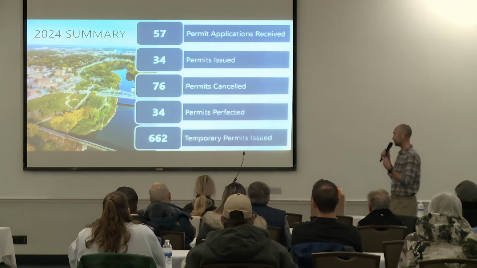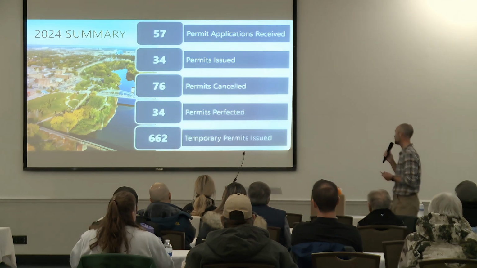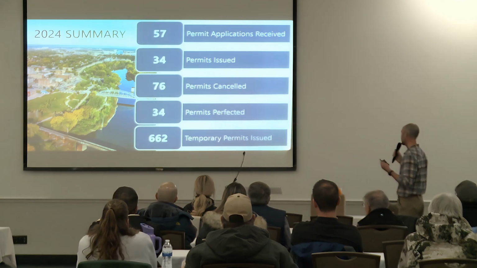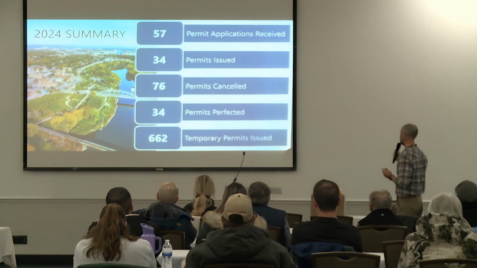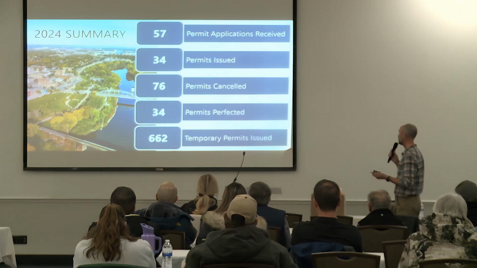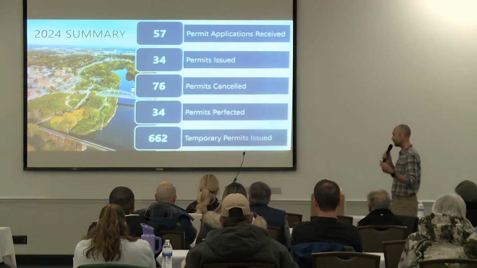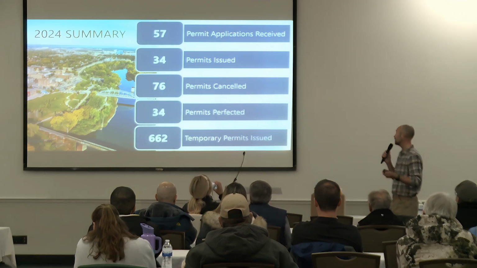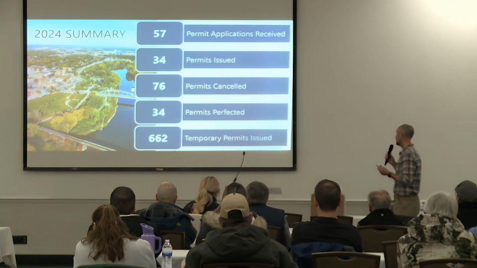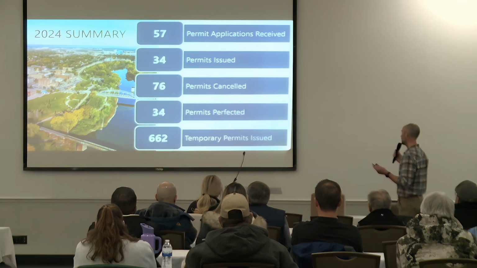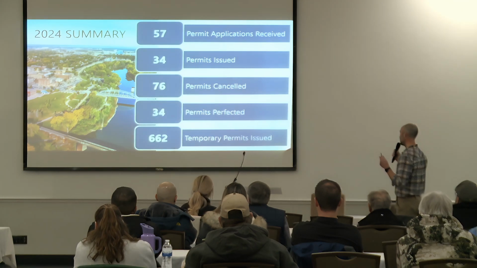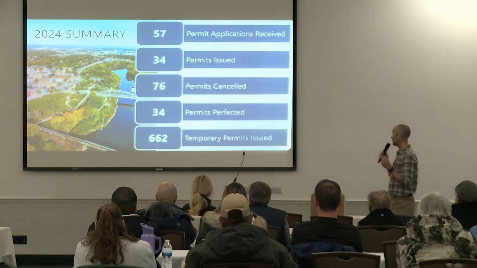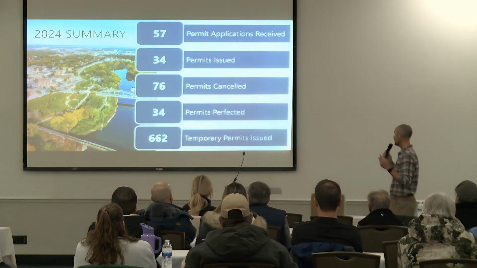So, summary for 2024 permits, and this data was collected, or I prepared this, on November 27th, so I do have some updates to this. So we had 57 applications that have been received in 2024. Half of those, as you kind of saw, were in the application process. The other half did complete the application process and are pending review. We have 34 permits that were issued. Those are ones that had an issue date of November 27th, 2024, or earlier.